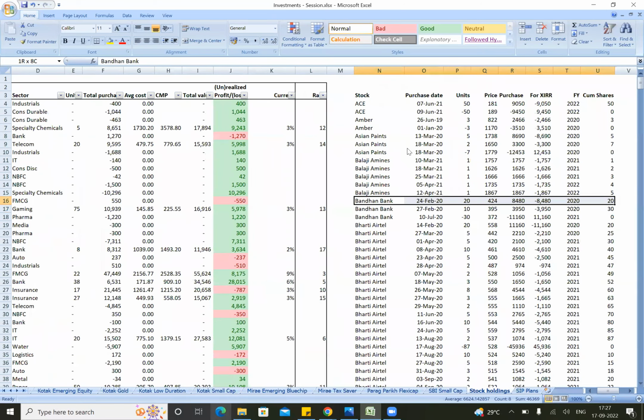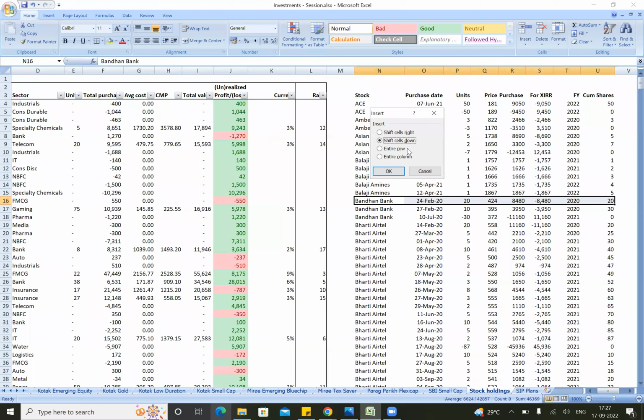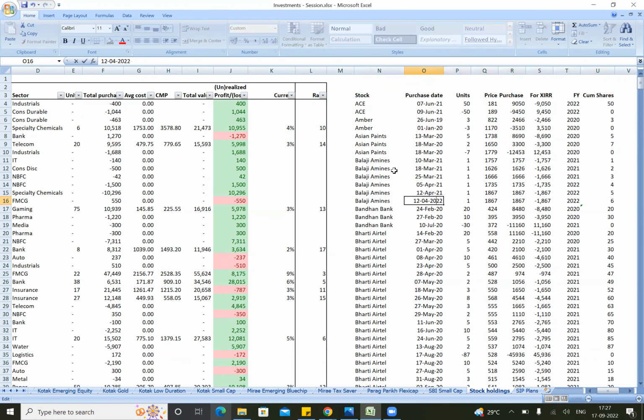Today, let's say I sell off Balaji Amines. Now, how will I make an entry over here? I will just make one additional row, shifting rows down. I'll copy this so that the data is there. I'll edit the date. Let's say 22. This is September 16th, yesterday. And I have sold, let's say, 5 shares.